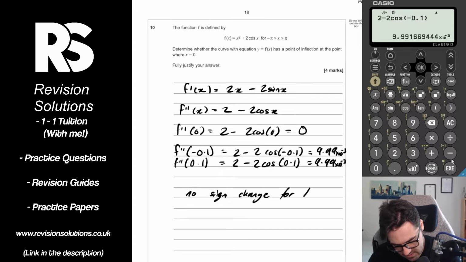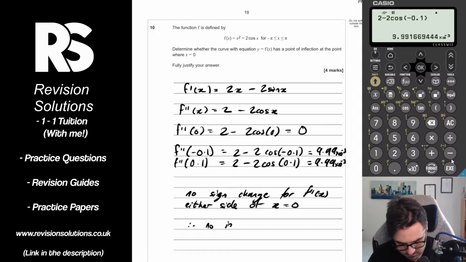for f double dash of x either side of x equals 0, therefore no inflection point.